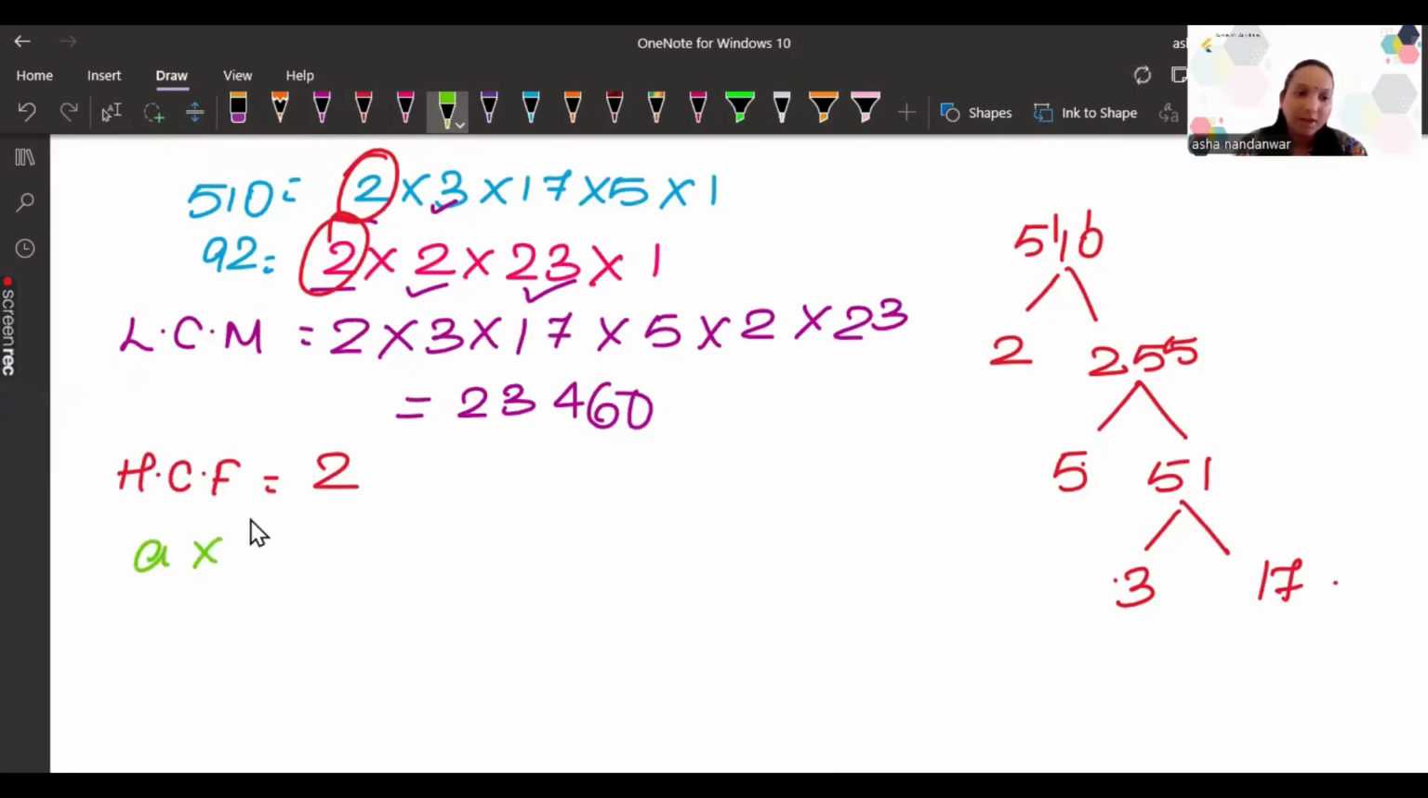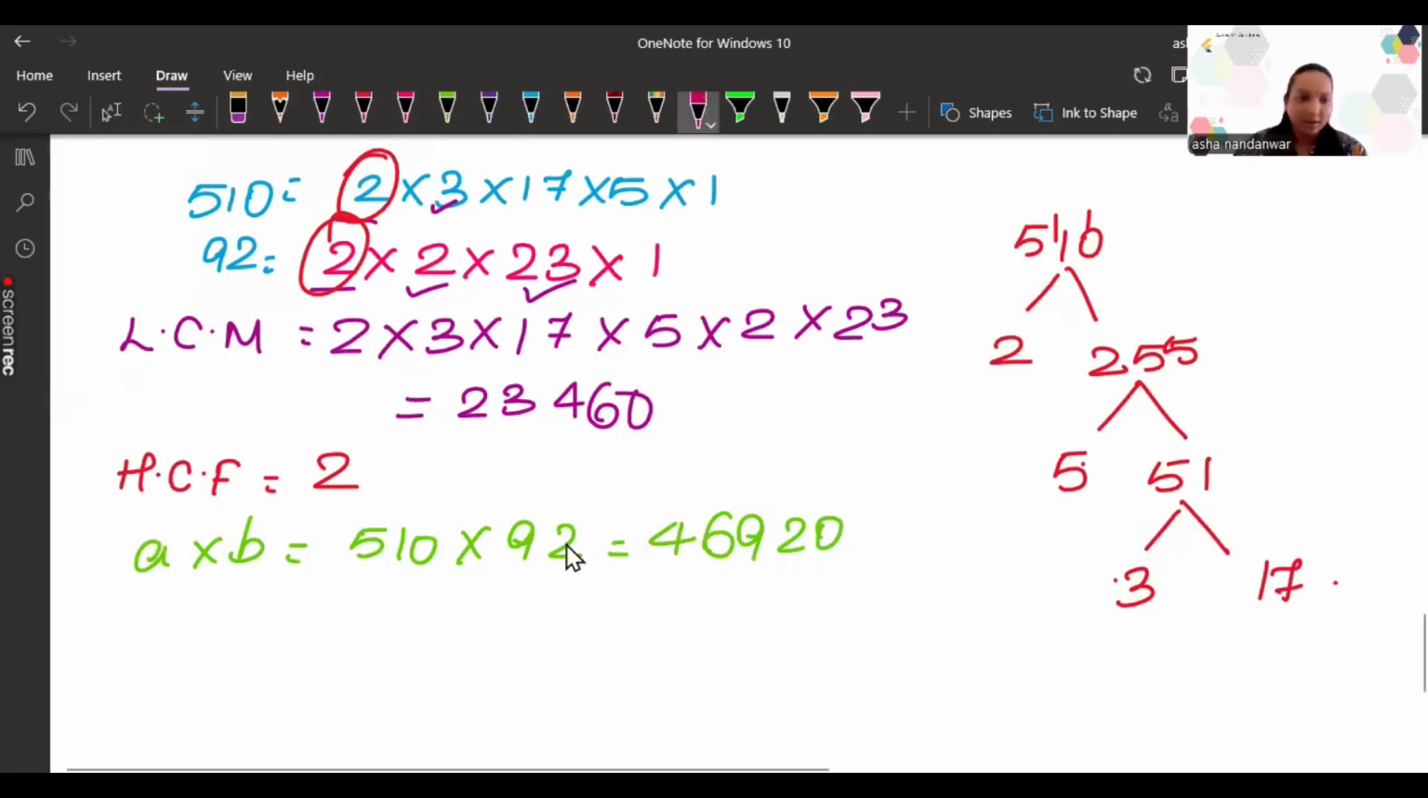Let's do the verification. Let's multiply the two numbers, A into B. What is A? 510. What is B? 92. We are getting 46920 when you multiply 510 times 92. The calculation you can do in the working note if the number is very big.